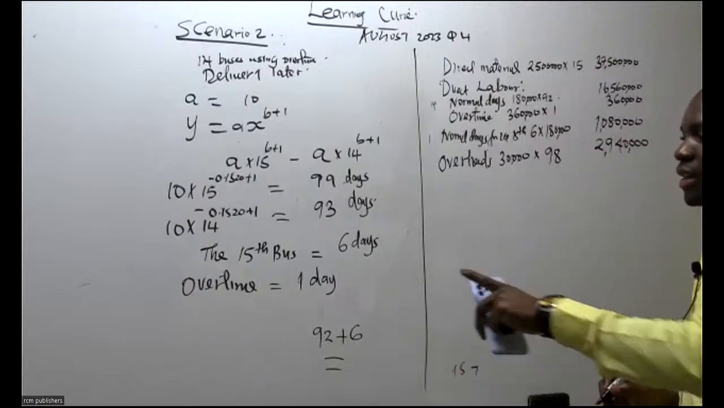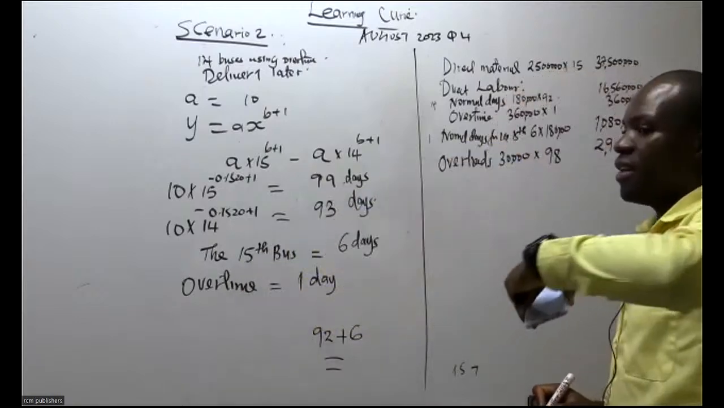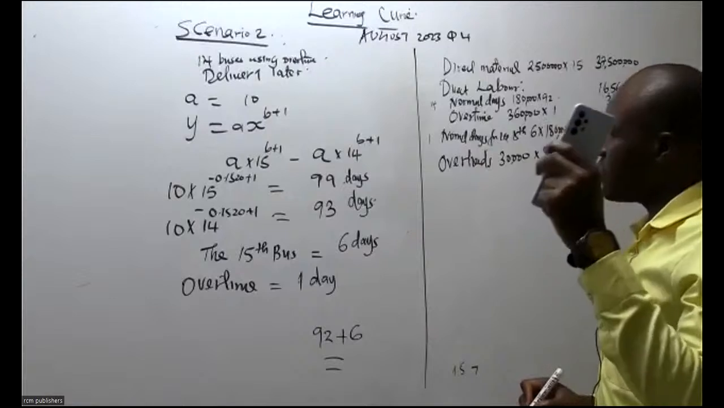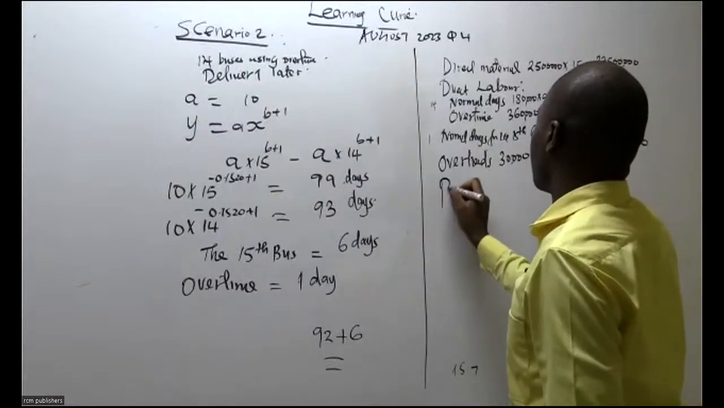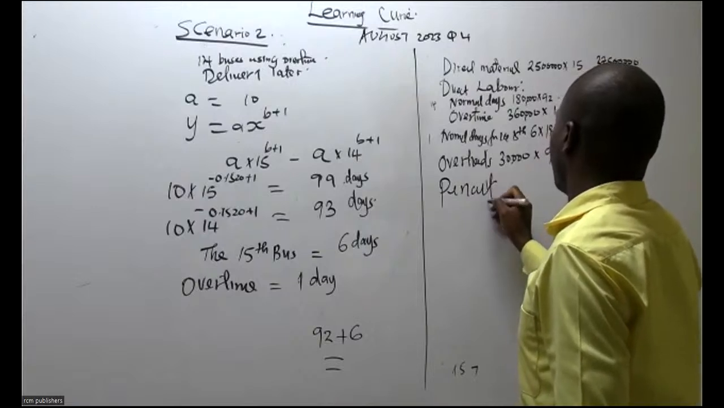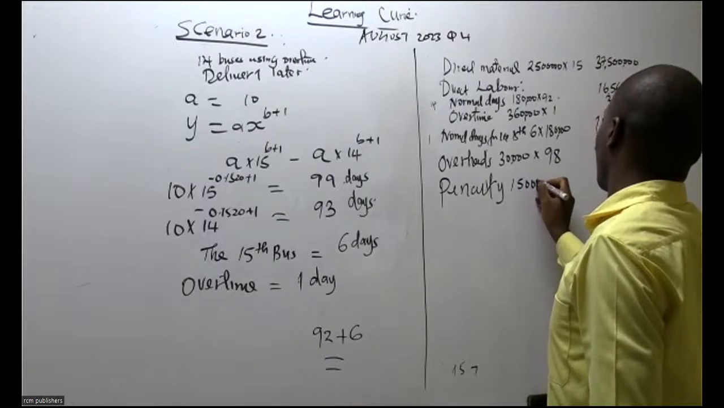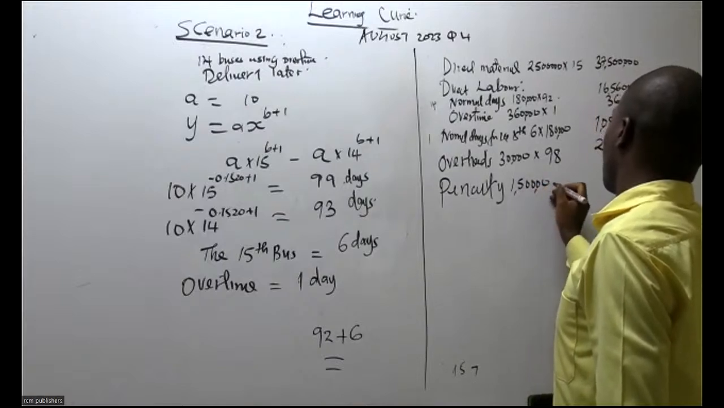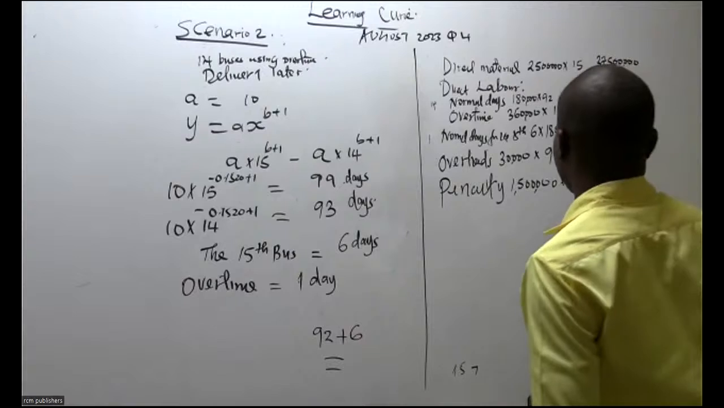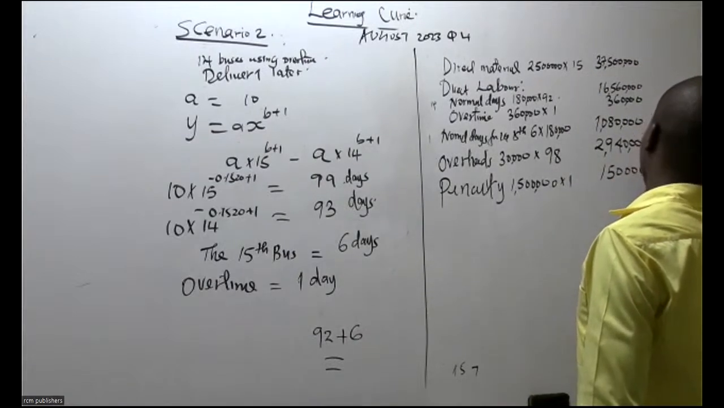Having done that, we should not forget that this one bus was delivered after the deadline. And if you make that mistake, there's a penalty of 1.5 million per bus. And they only delivered one bus after the deadline.